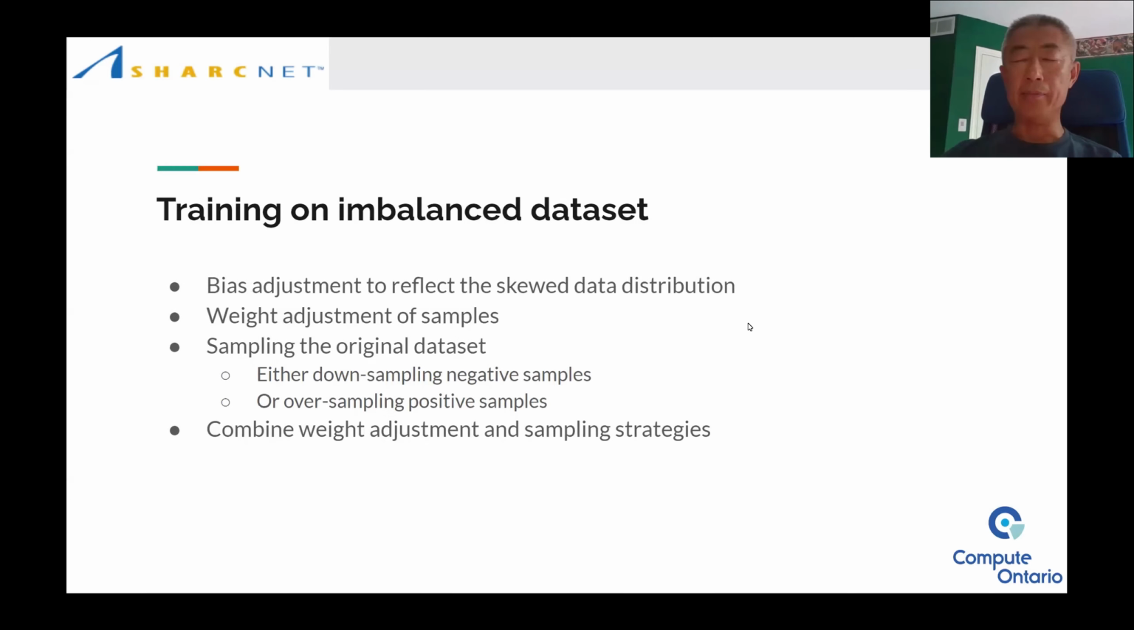So today I'm gonna discuss and experiment with different strategies to train on imbalanced data sets. They are bias adjustment, sample weight adjustment, resampling of the data set, and also a combination of the above strategies. And we are going to see which one works better, what's the effectiveness of each strategy.